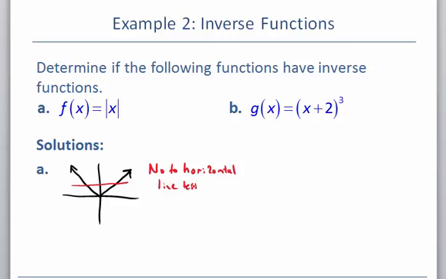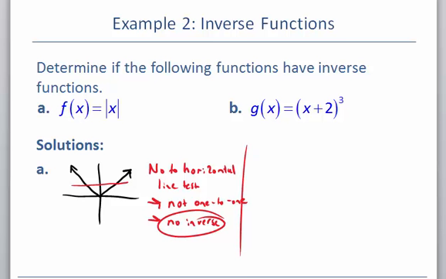Which, remember, means not 1 to 1, which, remember, means no inverse. So does the following function have an inverse? No, it does not. All right, let's look at this next one.